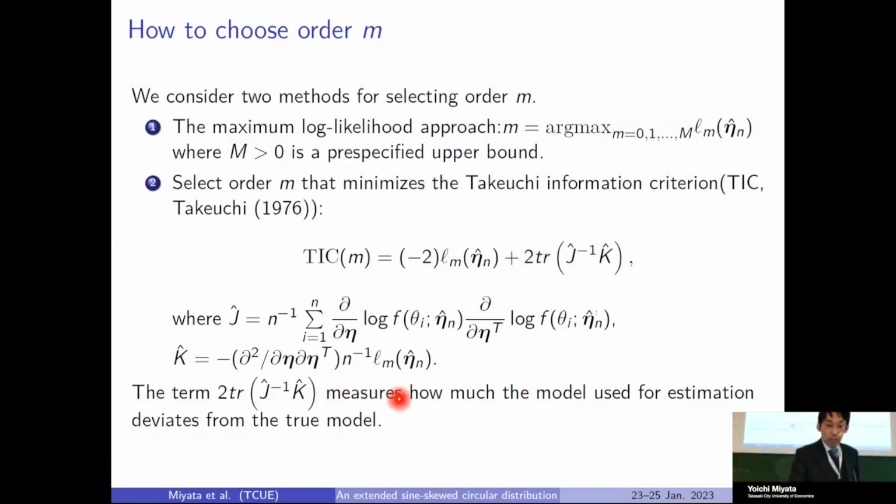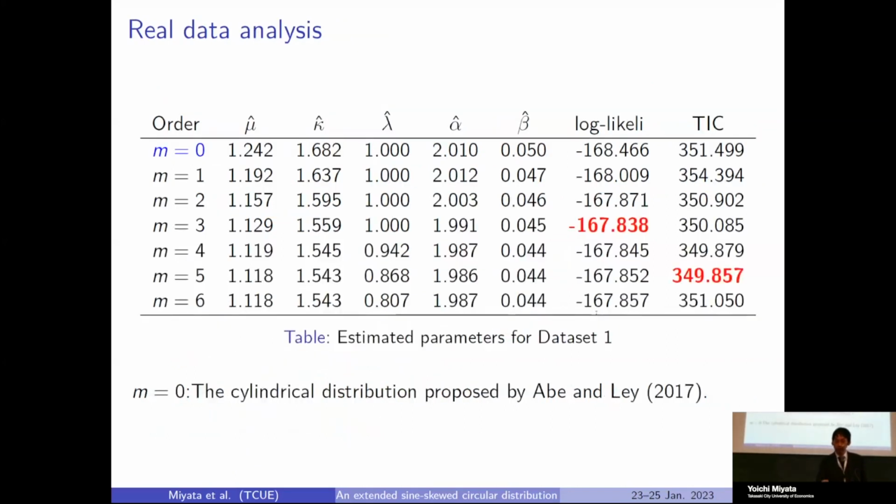This term measures how much the model used for estimation deviates from the true model. This table shows the result of estimation. The model with m equal to 0 is a cylindrical distribution proposed by Abe and Ley. The maximum log likelihood approach picks the model of order 3, and the TIC approach picks the model of order 5.